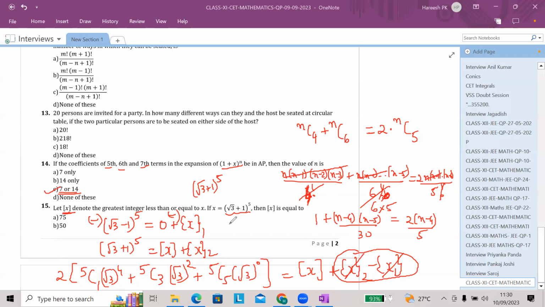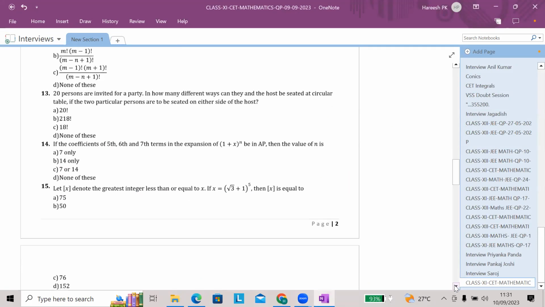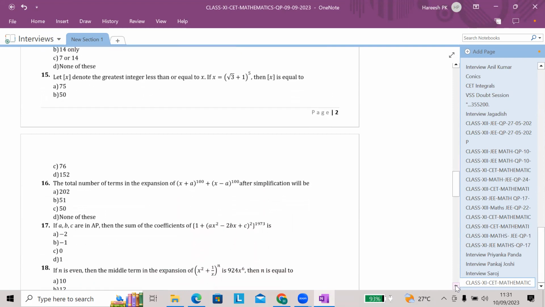Now let's calculate how much is that. 5C1 is 5, and root 3 power 4 is 9, 5C3 is 10, and then 5C5 is 1. So I'll end up getting 45 plus 30, 75, 76. 76 into 2. So the answer is 152. So the greatest integer of x is 152. So all these questions, either you add them or subtract them, right?